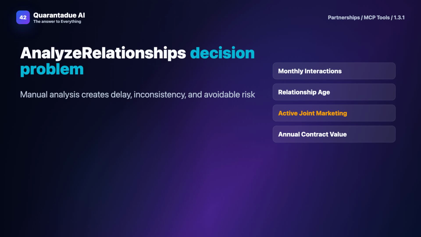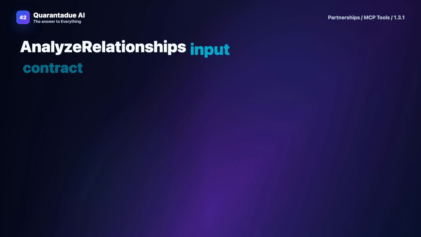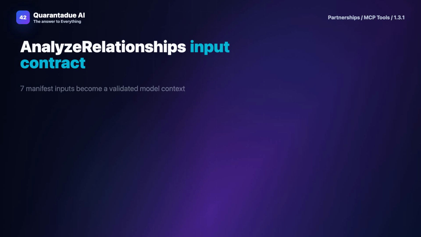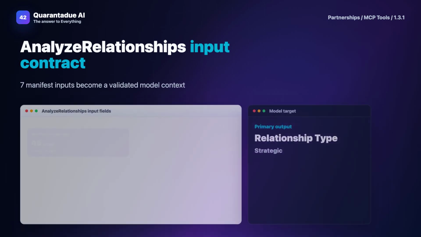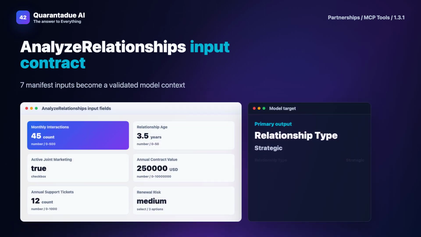Now, onto the technical method. AnalyzeRelationships employs graph theory and machine learning algorithms to map your partnership ecosystem. Each entity, be it a company, individual, or deal, is a node, and the relationships between them are edges with weighted attributes.